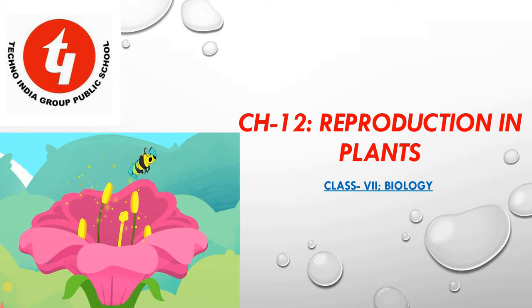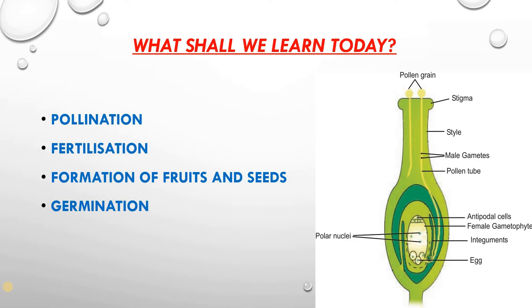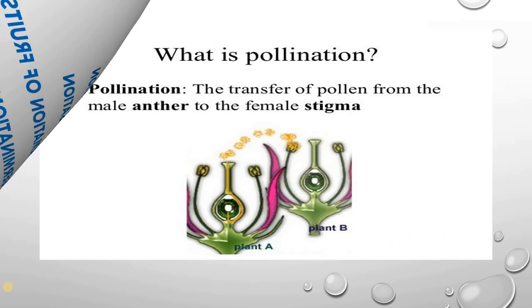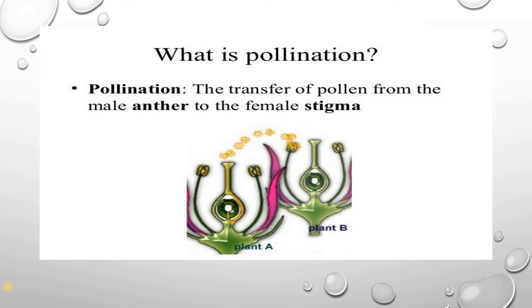So, we are continuing with chapter number 12, reproduction in plants. Let's see what we are going to learn today. Today, we will be learning about pollination, fertilization, formation of fruits and seeds, and germination. So, let's proceed. Now, we are currently doing sexual reproduction in plants, isn't it?